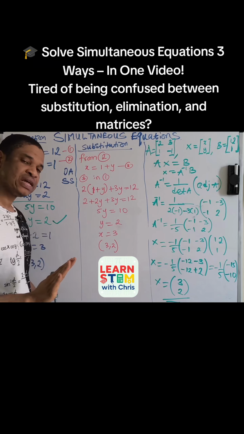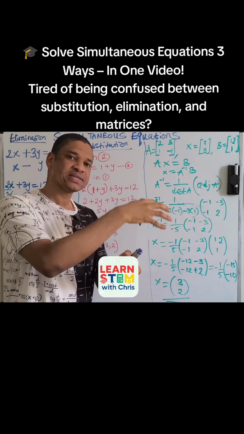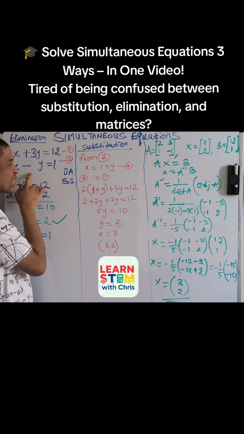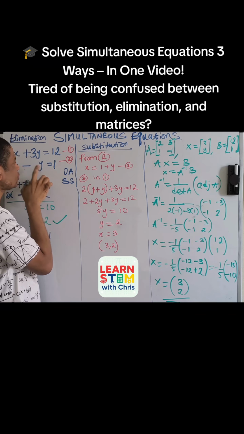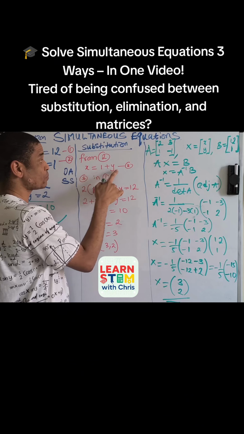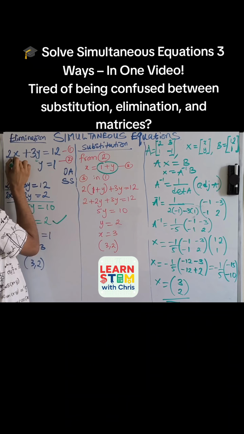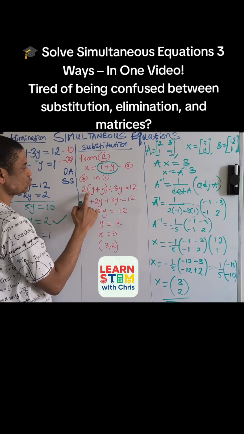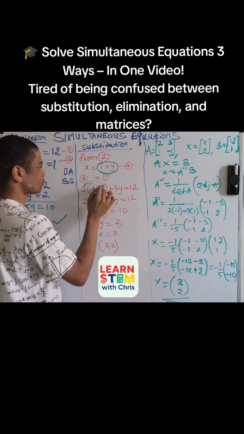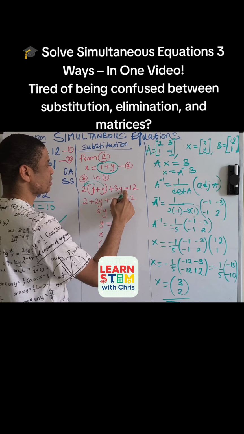In an exam, you can use any one you like. So, substitution method. Substitute means take one thing and replace it with another one. So again, start with the simplest equation. I'm making x the subject, so x becomes 1 plus y. I take this and put it here: 2 bracket 1 plus y, plus 3y. So I distribute, and that gives me 2 plus 2y plus 3y is equal to 12.